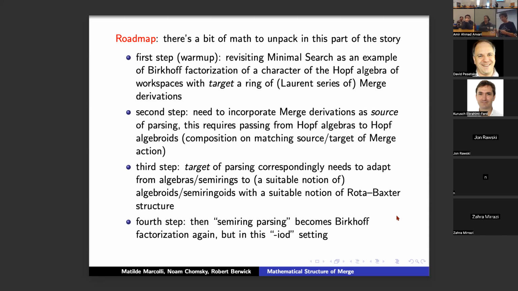Everything has to be modified to follow the fact that arrows have to compose target to source and not arbitrarily. Okay, so I'm just gonna tell you that this all can be done, and this all works. So you get a semi-ring-oid parsing of algebroids and so on.